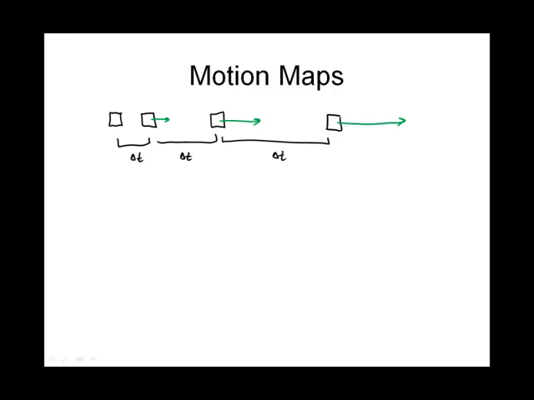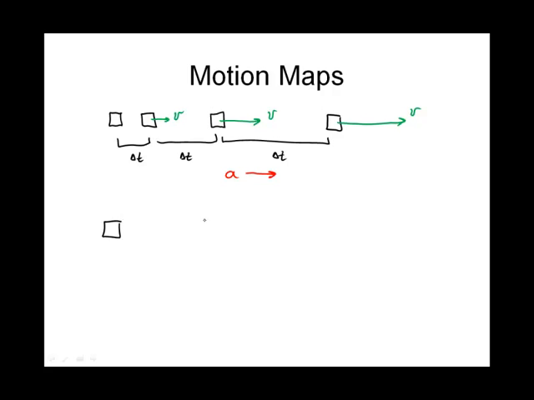And since I'm getting a larger and larger velocity, I can say that my acceleration is in the same direction as my velocity. So my acceleration here is to the right. Each of these is a velocity. And so my acceleration is to the right.